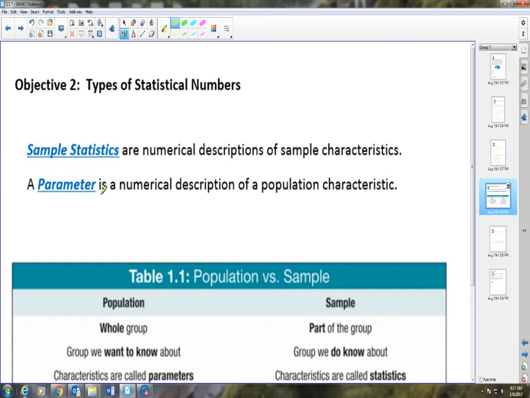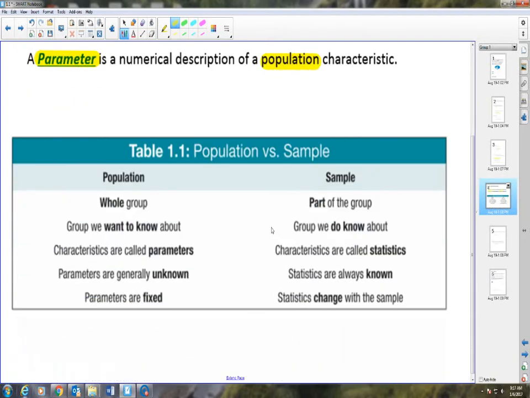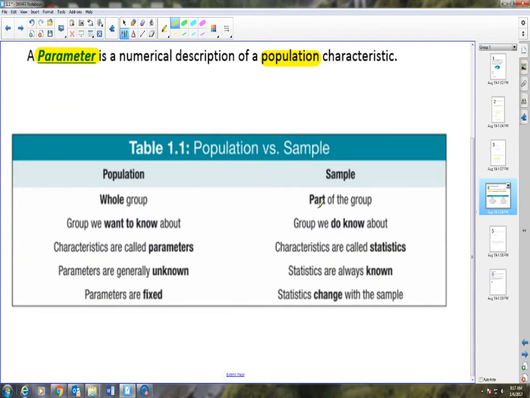A parameter is a numerical description of a population characteristic. So the word statistic is referring to sample, and the word parameter is referring to population. Okay. And then the table here in the textbook helps you to separate population versus sample.